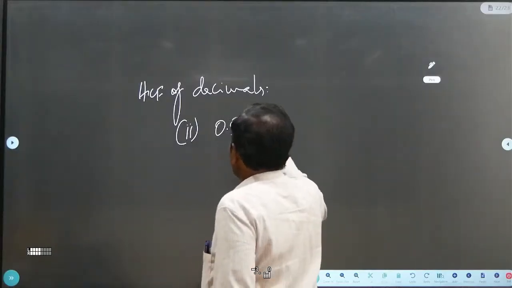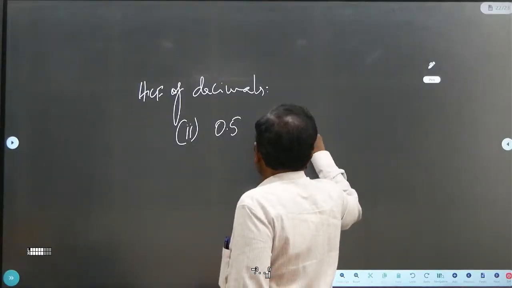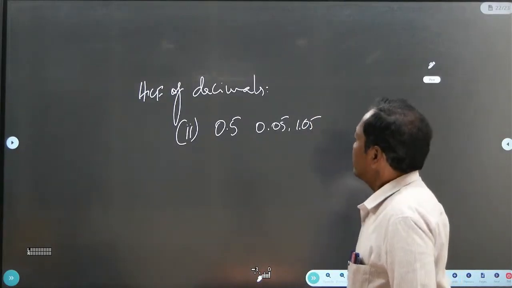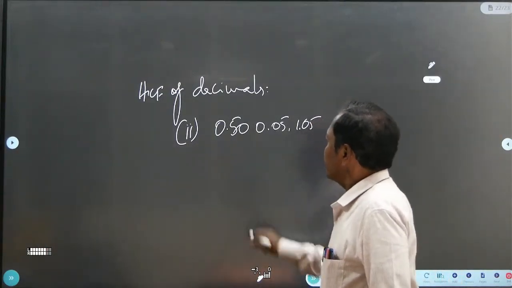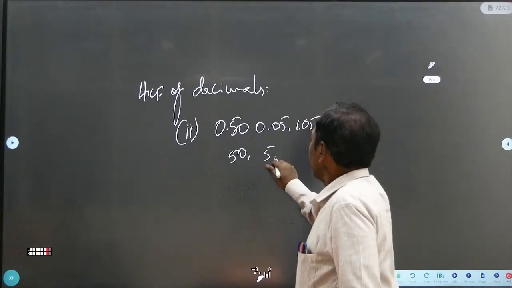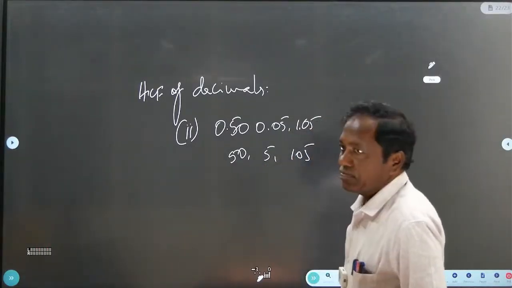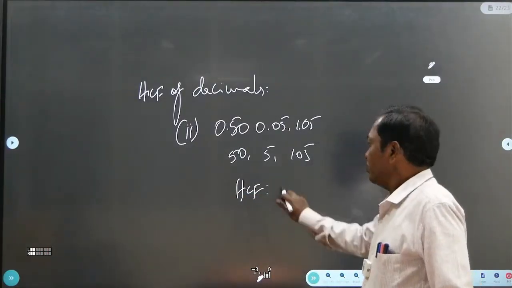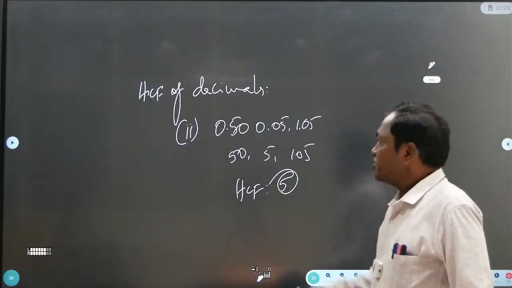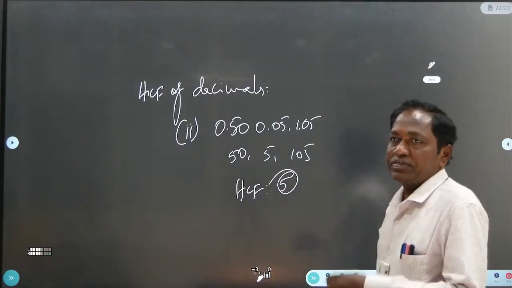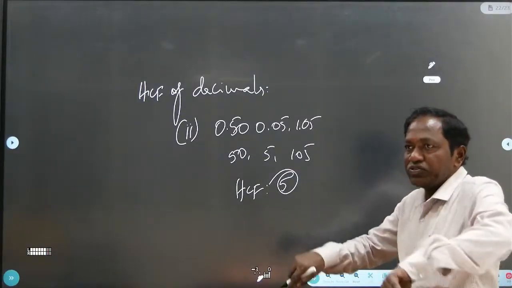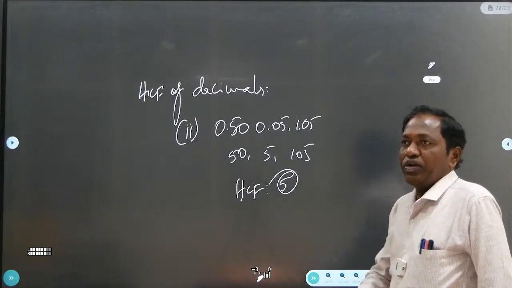Next: 0.5, 0.05 and 1.05. You can make it uniform. Now we have 50, 5, 105. What is the HCF of these three numbers? 5. The least number is 5, and 5 will divide all the numbers. If 5 will not divide all the numbers, then you have to go to the next lowest: 4, 3, 2, 1. It will come like that.